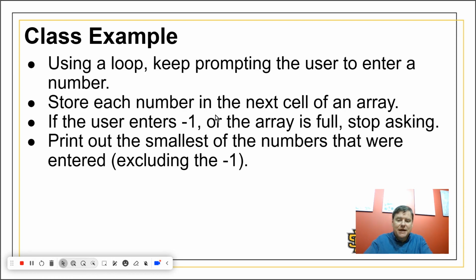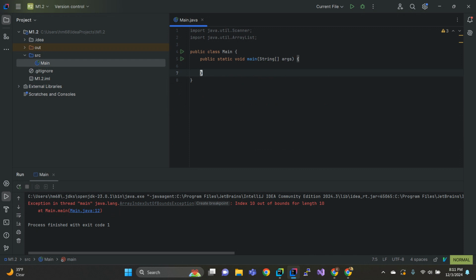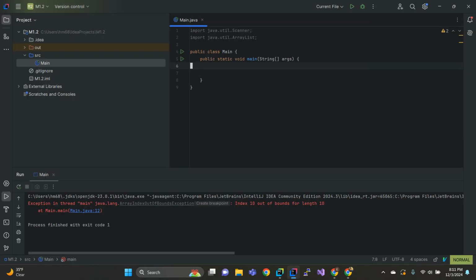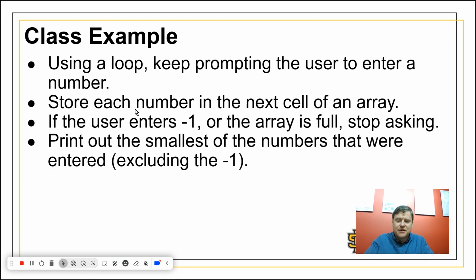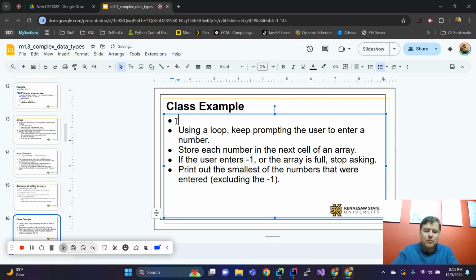All right, so welcome back. So what we're going to do here is I'm going to erase all of what I have, and we're going to start over. So the first thing that I'm supposed to do is, using a loop, keep prompting the user to enter in a number. Okay, so we first off have to decide how big is the array going to be. And in fairness, this doesn't tell us, so I'm going to add that to the slide. At some point here, I'm going to say using an array of size 10, just so that's a little bit more.